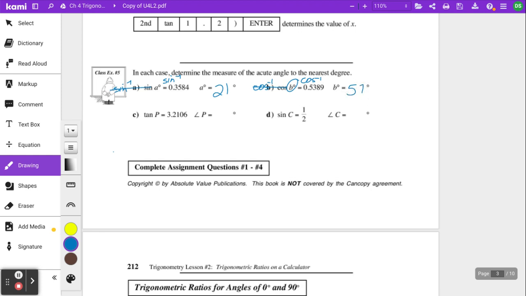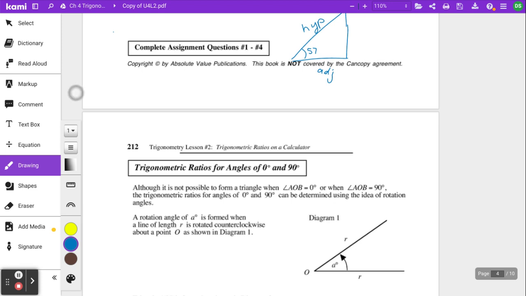Okay, so that means if I had a triangle, I'm just going to tell you what that means. If I had a triangle and I measured 57 degrees, that would mean the ratio of the adjacent side to the hypotenuse would be 0.5389. That's the ratio of two sides. So we can do all of those for all of those examples.